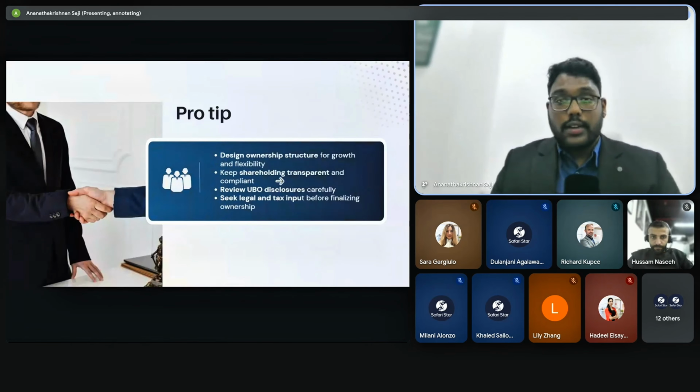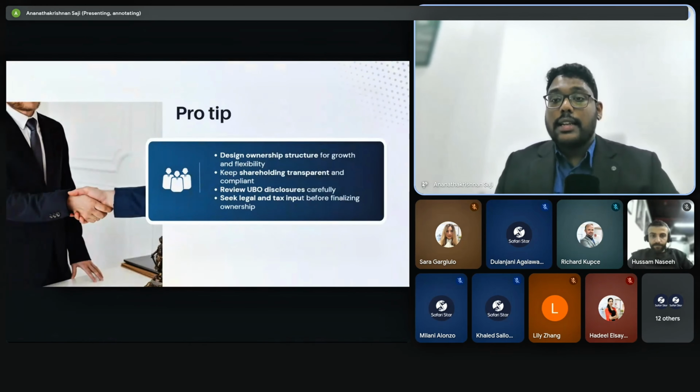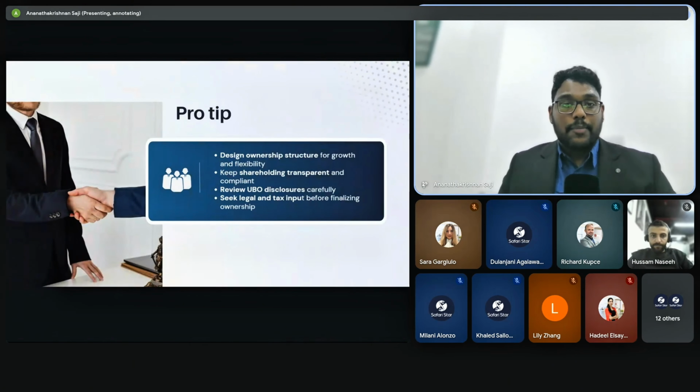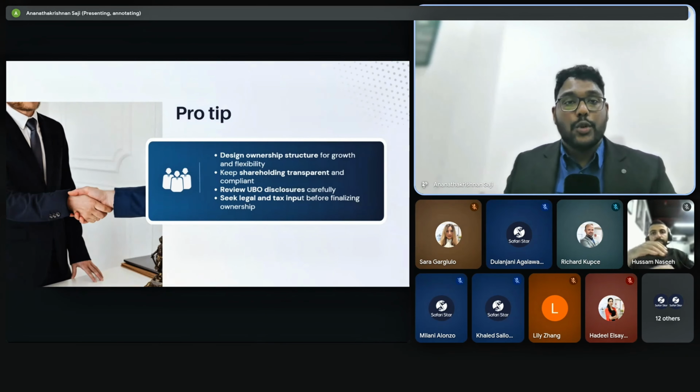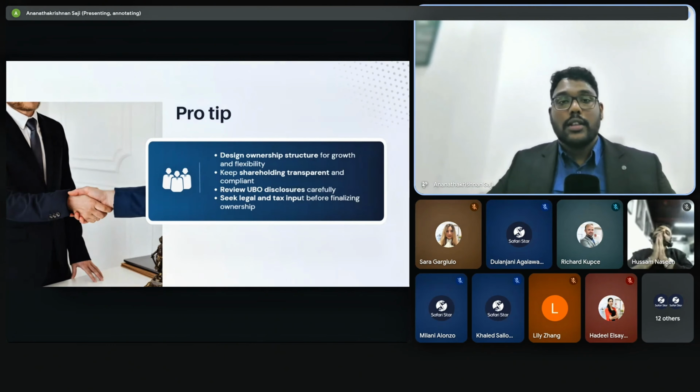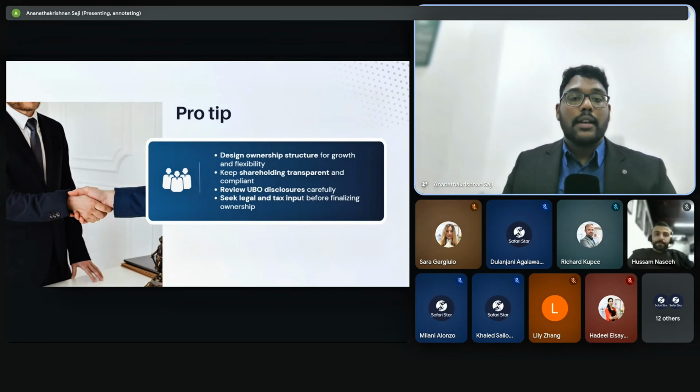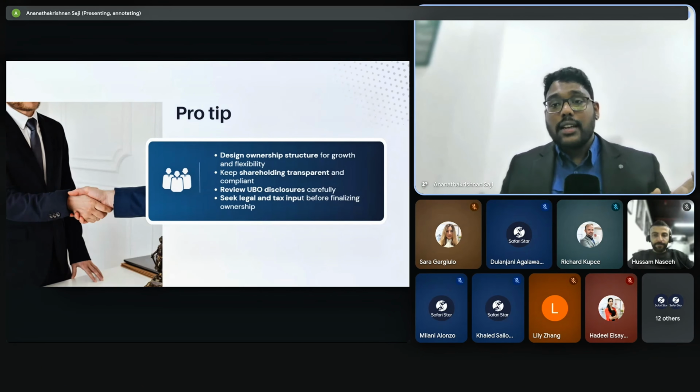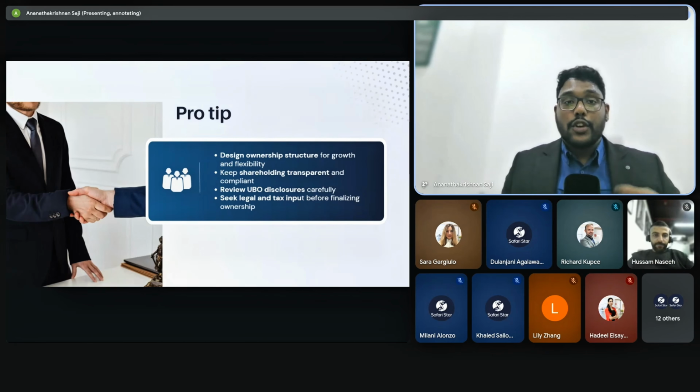So the tip we have discussed in this agenda is to design the ownership structure for growth and flexibility. You chose a structure, and now it's a hindrance for you to do business. Or let's say you are the complete shareholder, but you appointed one of your friends as your manager, and now all the banking powers are with him. Even though you're the shareholder, you have to move legally if you're facing any issues. So you have to understand and structure the ownerships in such a way that it's easier for you.